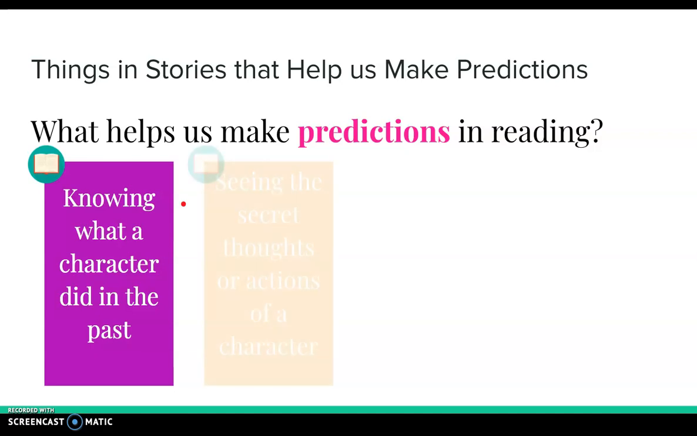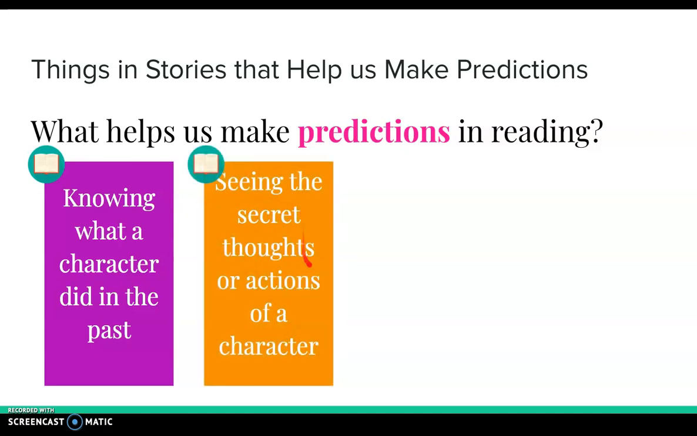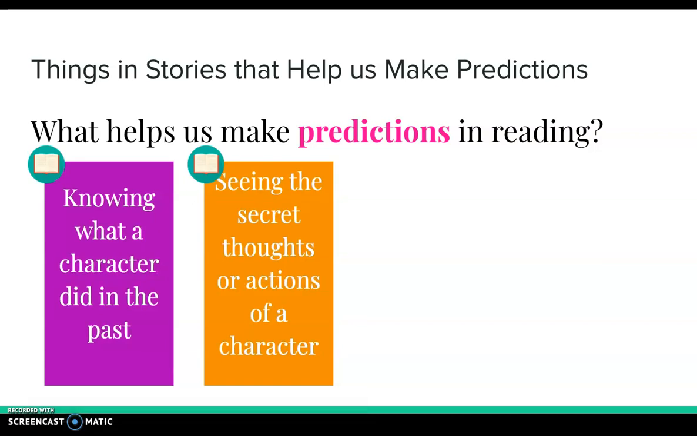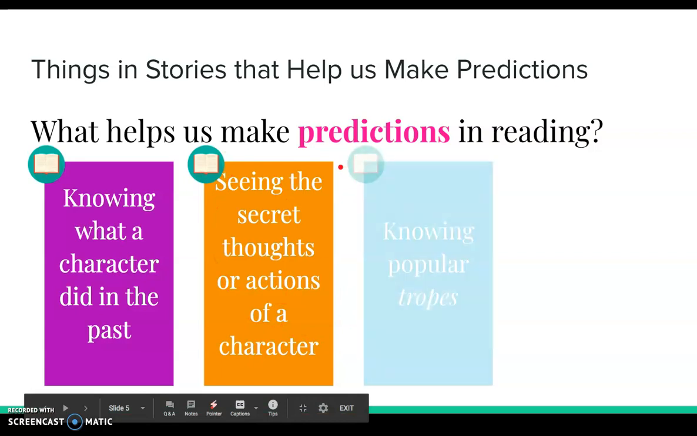All right, the second one, seeing the secret thoughts or actions of a character. If you are reading a book, then you get to see what a character's thinking and what they're doing that maybe other characters don't get to see. If a character said, "Oh yeah, I promise I'll come to your birthday party," but they were crossing their fingers behind their back, which means they're not going to do what they said, then you, the reader, know and can predict they're not going to that birthday party, but the other characters would not be able to know that. So go ahead and write this one in your study guide as well.